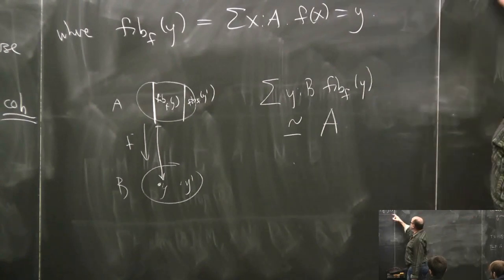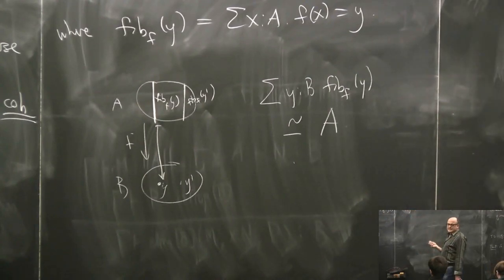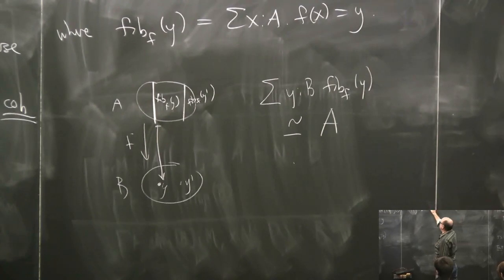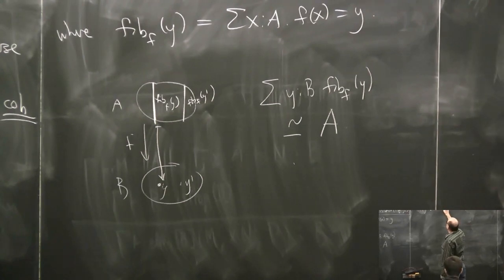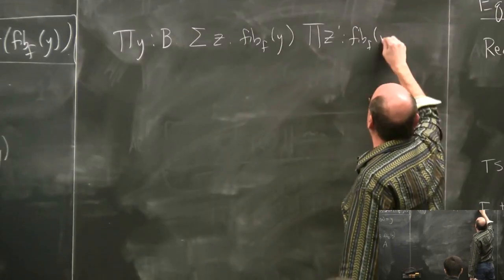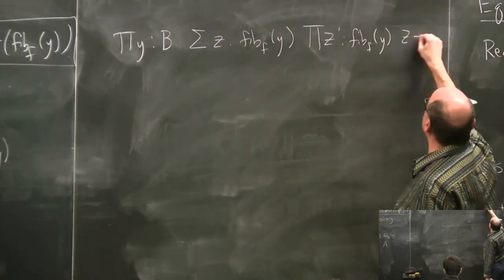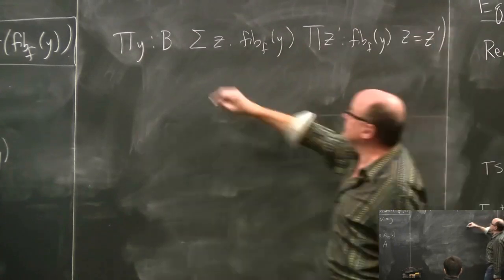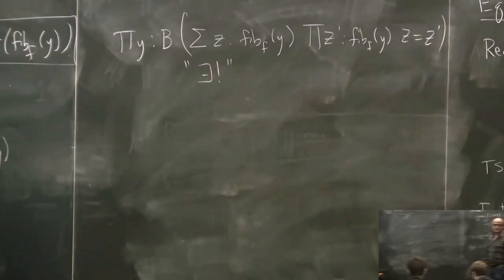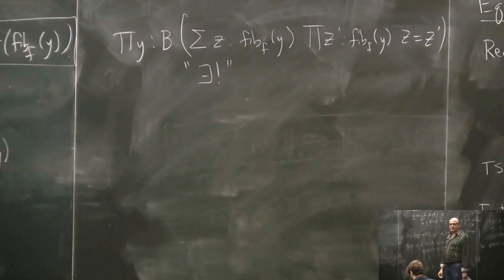So let's expand this. It's saying for every y in B, something is contractible. That's: there exists a unique z in the fiber of f over y, such that for every z prime in the fiber of f over y, z is equal to z prime, of course in the appropriate type. So this is exists unique. Write it closely. So where have you seen this before?